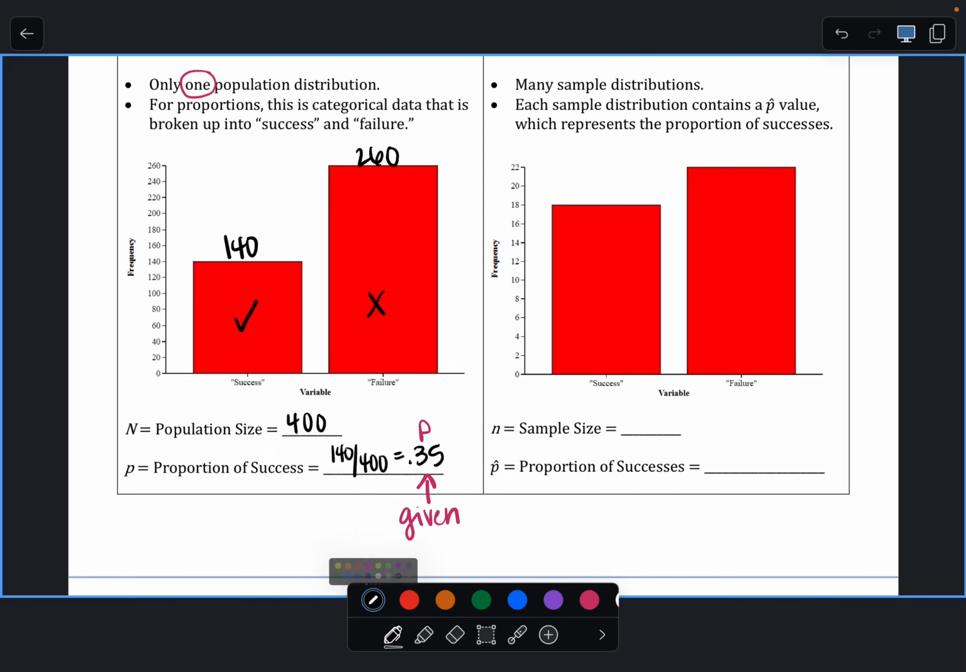Now, when it comes to a sample, every single one of the 20 samples that you pulled technically has its own sample distribution.